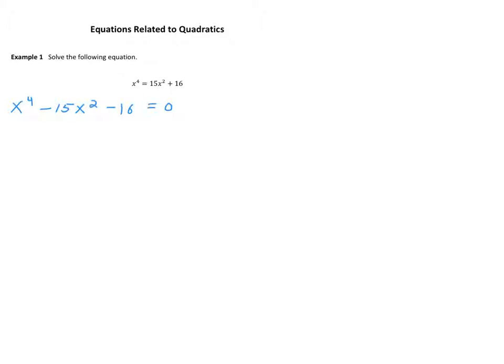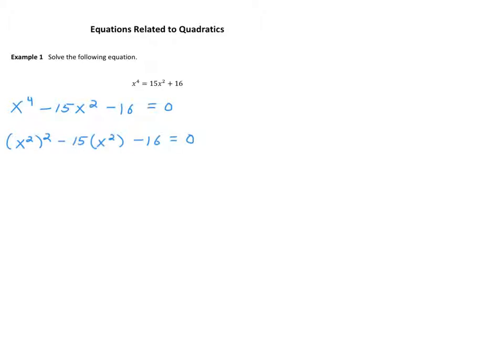The key observation is to note that x to the fourth is the same thing as x squared squared. So I'm going to replace that. x to the fourth is x squared squared. And here I can even put the other x squared in parentheses too. These two equations are equivalent because I can multiply these two exponents to go back to x to the fourth.